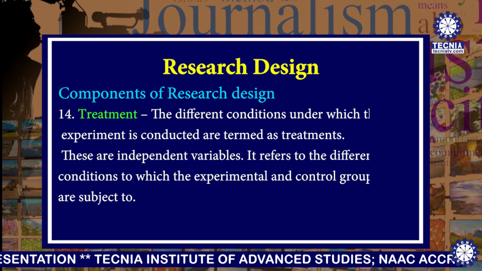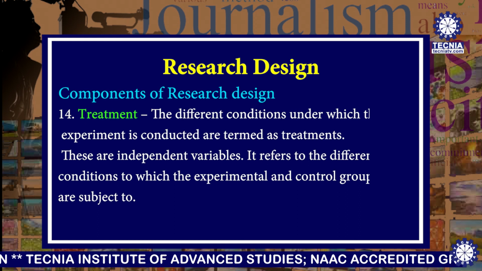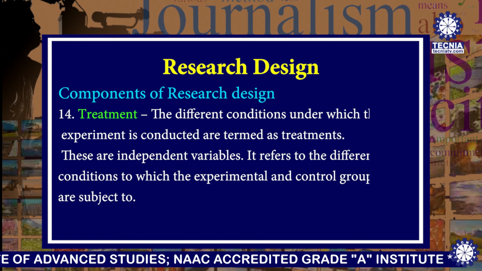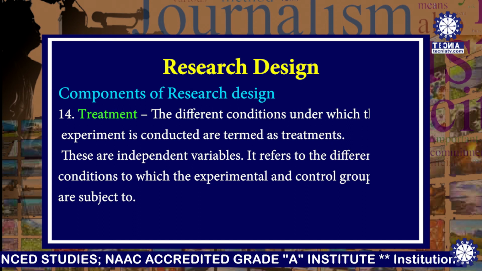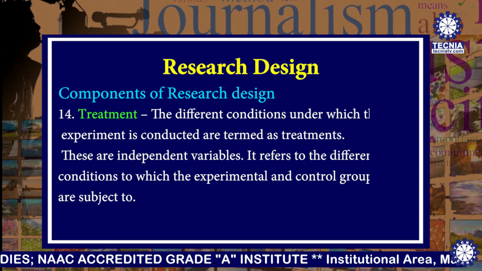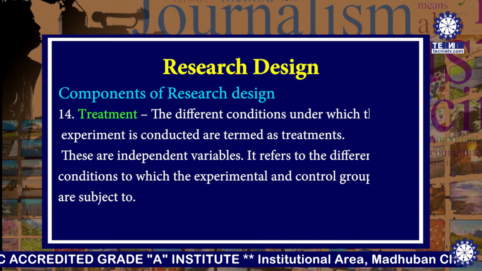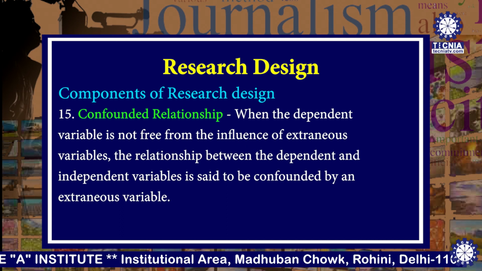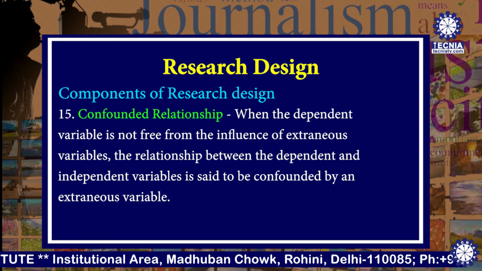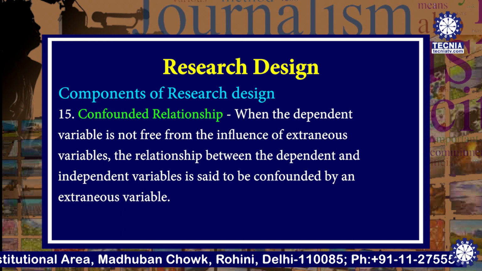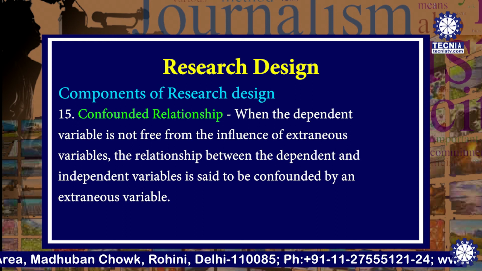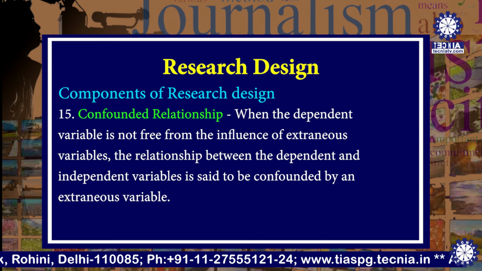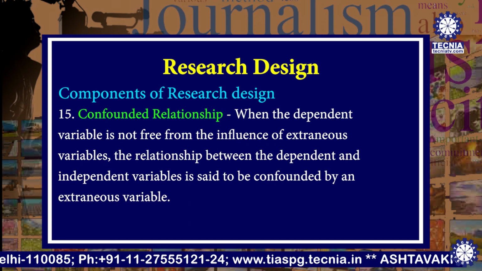The next component is treatment. The different conditions under which the experiment is conducted are termed as treatments. These are independent variables. It refers to the different conditions to which the experimental and control groups are subject. The 15th component is confounded relationship. When the dependent variable is not free from the influence of extraneous variables, the relationship between the dependent and independent variable is said to be confounded by the extraneous variable.